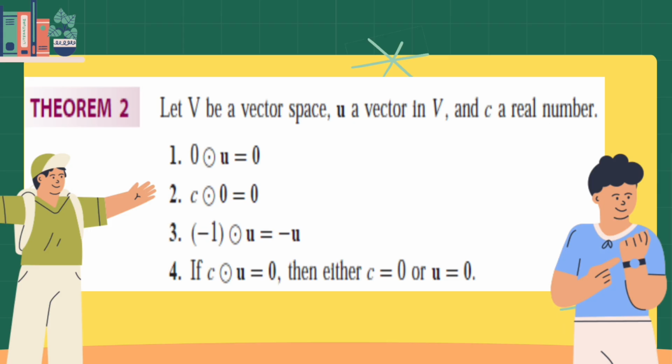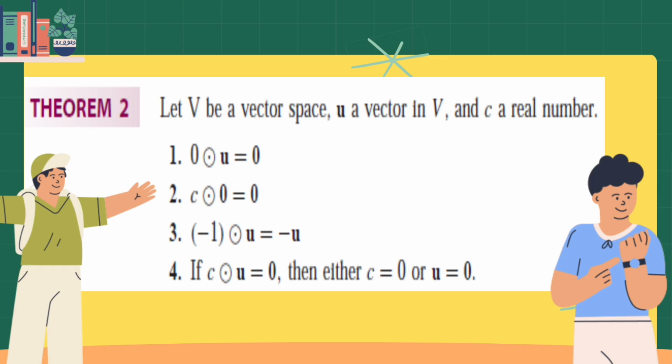Next, for number 2, c times 0 is equal to 0. So any scalar times the 0 vector is still the 0 vector. Again, consistent with what we expect. Number 3, we have negative 1 times u is equal to negative u. So multiplying a vector by negative 1 gives its additive inverse. This connects scalar multiplication directly to the concept of opposites.